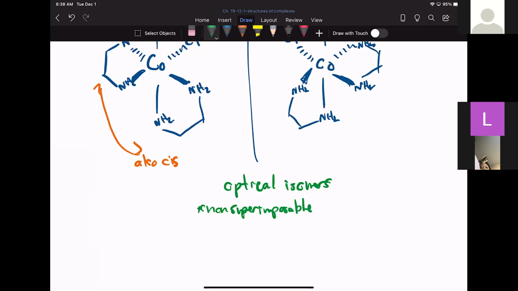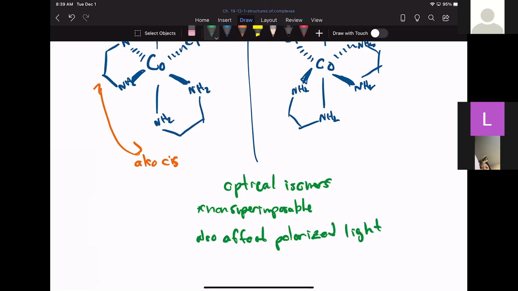So you can't place one on the other. So they are different, right? Even though they look the same, they are different. You couldn't stack one on top of the other, right? Can't put your left hand on top of your right hand and have them look exactly the same, right? But they also affect polarized light.